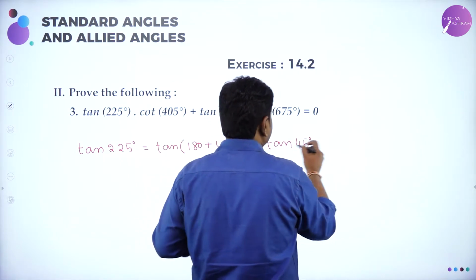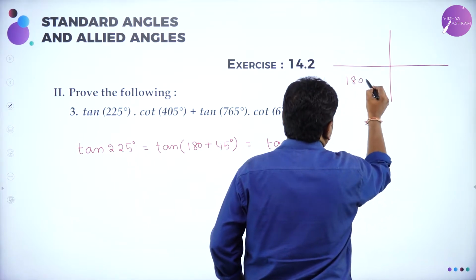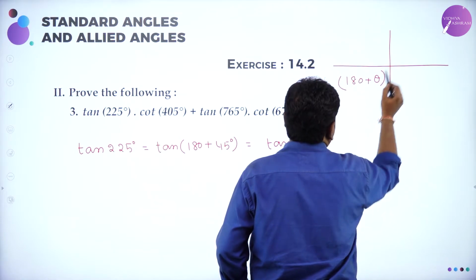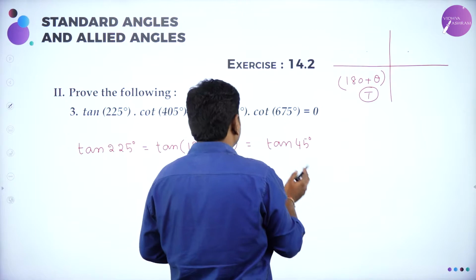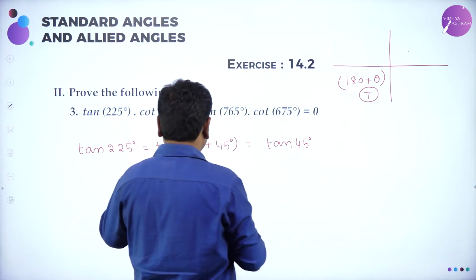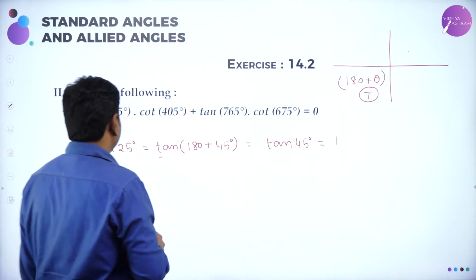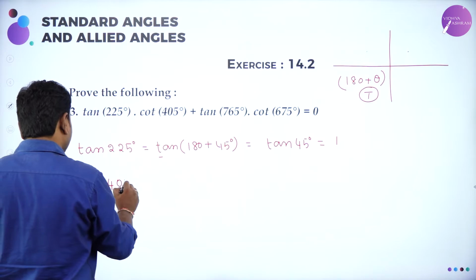180 plus theta lies in which quadrant? If you take the quadrant system, 180 plus theta lies in the third quadrant. In the third quadrant, what is the alphabet? A, S, T. T is the alphabet. If your question is tan, the answer is positive. So your question is tan only, so the answer is positive. Tan 45 will be 1. Tan 225 you got.